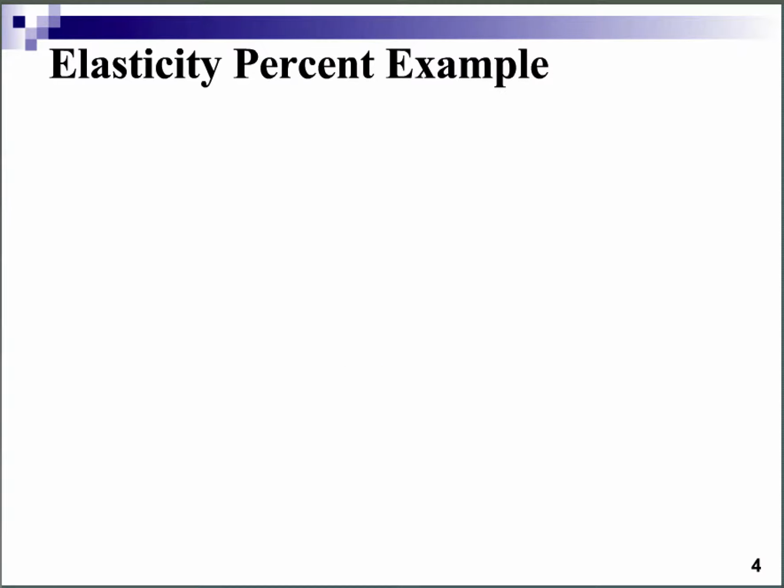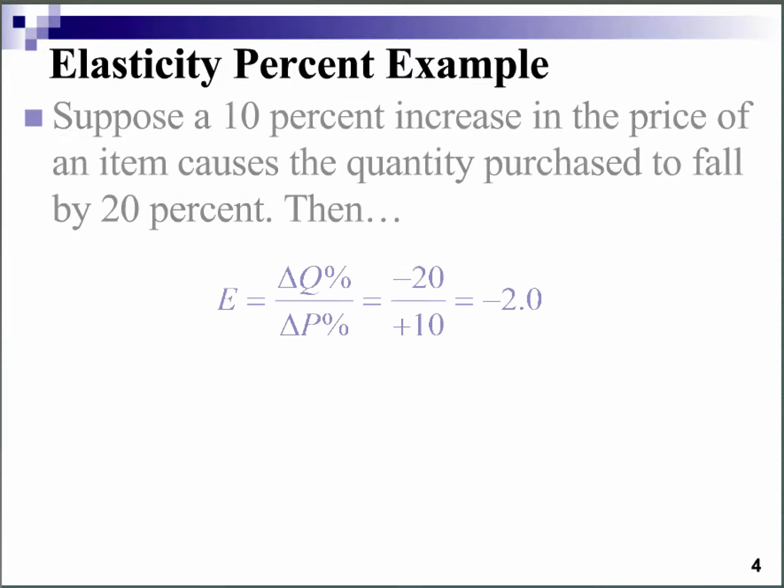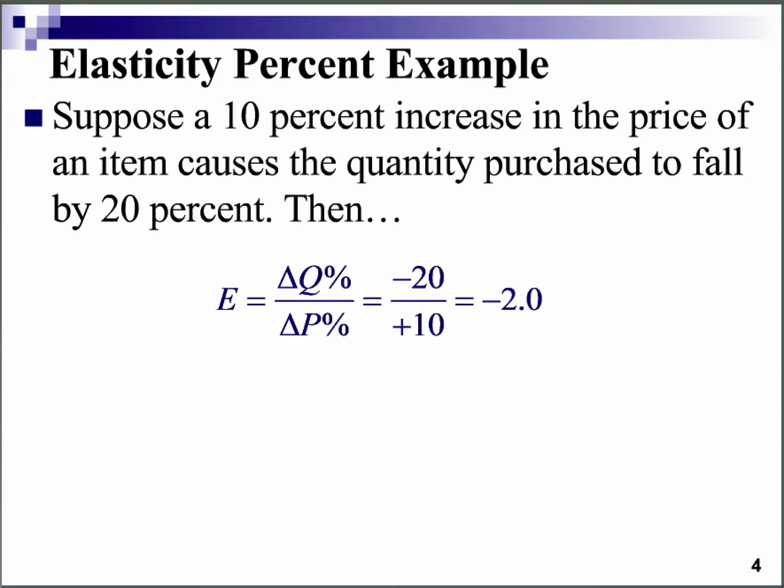Okay, so before we do any sets of calculations, let's do a simple example where the numbers are given to us and explore what those numbers mean. So let's suppose we start with some item that's currently set at a certain price. We decide to raise that price by 10%. And then what we discover is that as a result, the quantity in demand drops by 20%. So the elasticity calculation would look like this that you can see here.